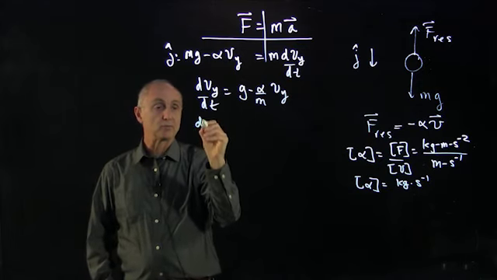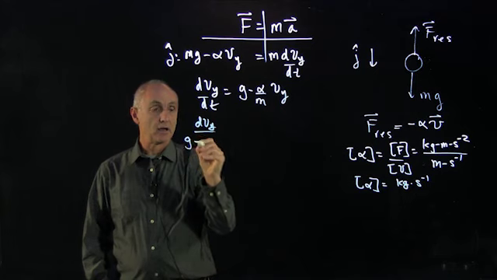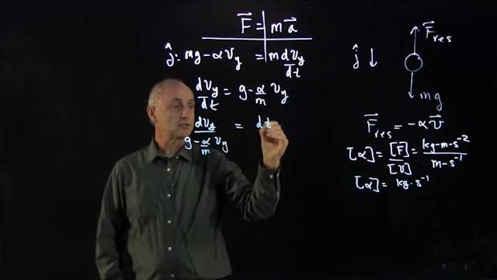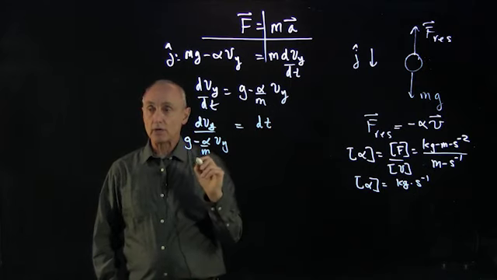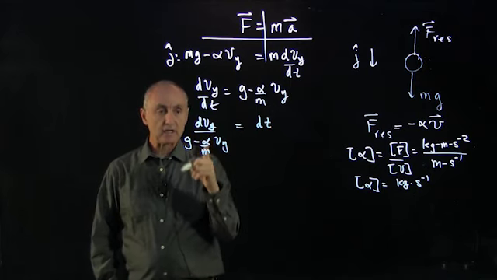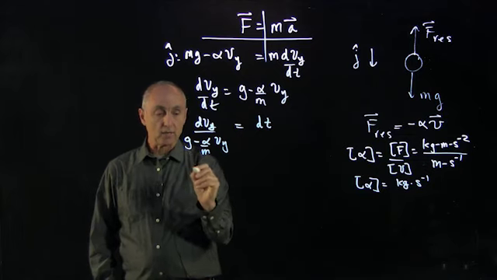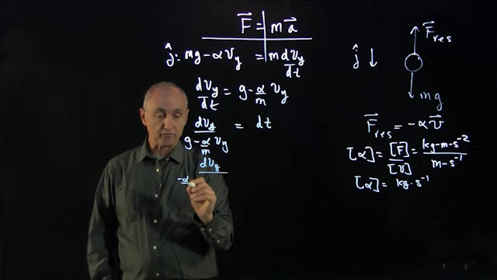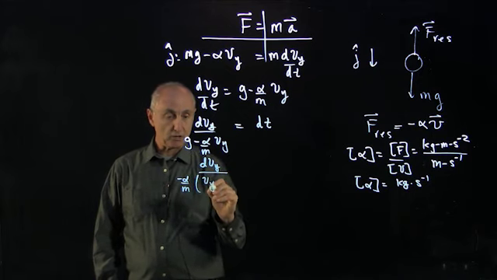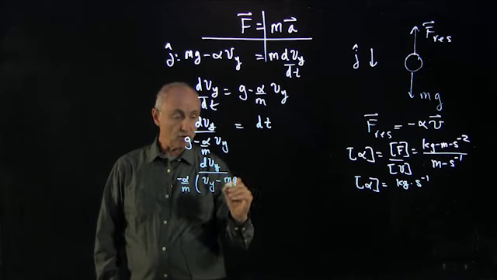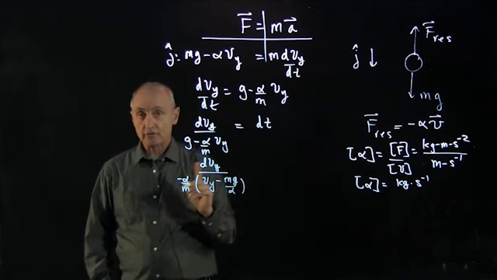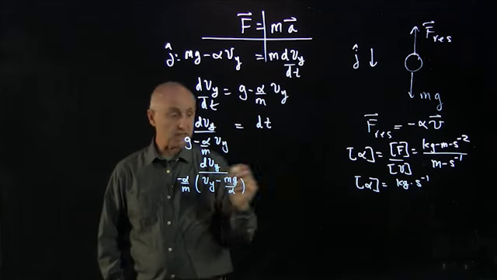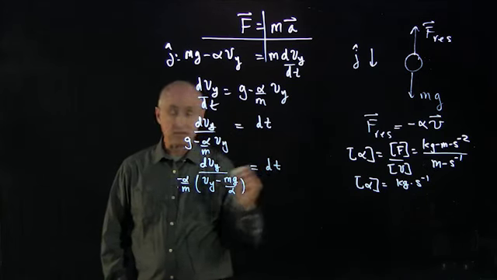So what we do is we bring the velocity terms to one side and the time terms to the other side. And now we can integrate both sides directly. But before I integrate this side, I'd like to rewrite it by writing it as dvy, and I'd like to pull out a minus alpha over m. And this term here becomes minus mg over alpha. Why did I do this? For the integration, it just makes my natural logarithm integral look a little bit easier. And over here, I have dt.